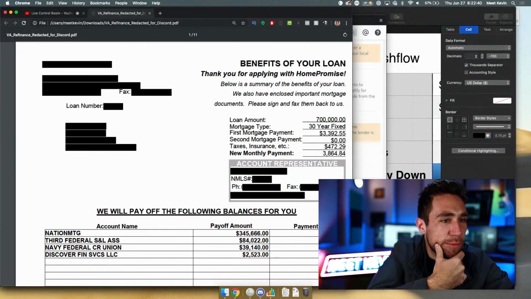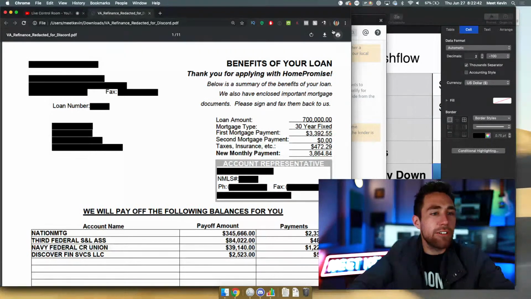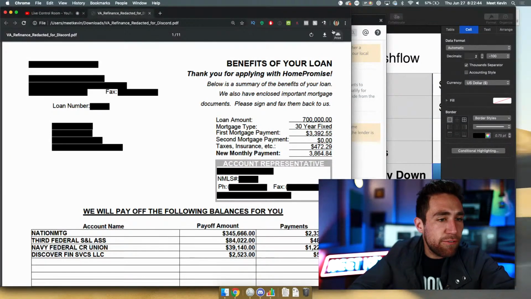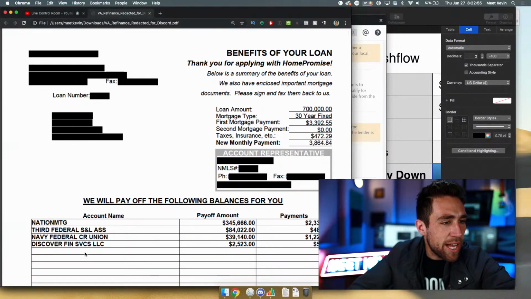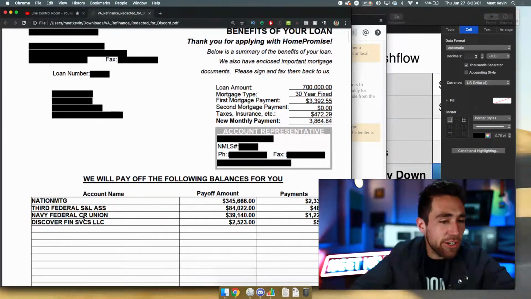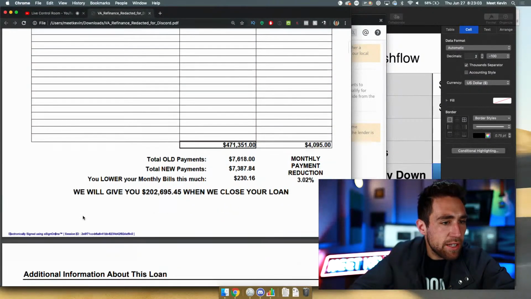Benefits of your loan. Thanks for applying for Home Promise. $700,000 loan amount, 30-year fixed. First, principal and interest payment is $32.92. Taxes and insurance, $472. That's low, man. Low for taxes. So maybe you've owned this property for a while. What do we got here? We will pay the following balances for you. Oh, these are the existing debts on your current property.